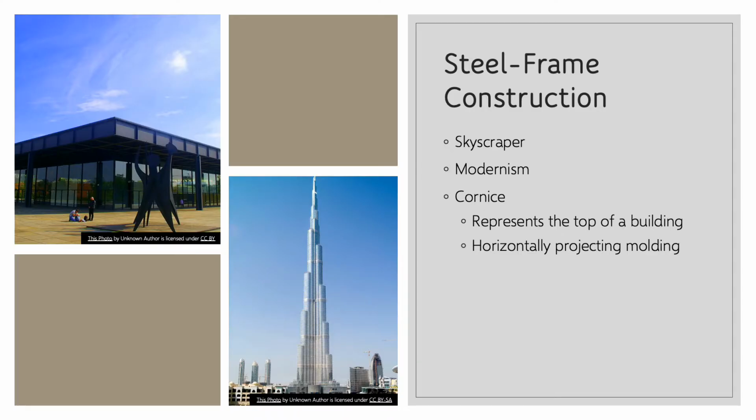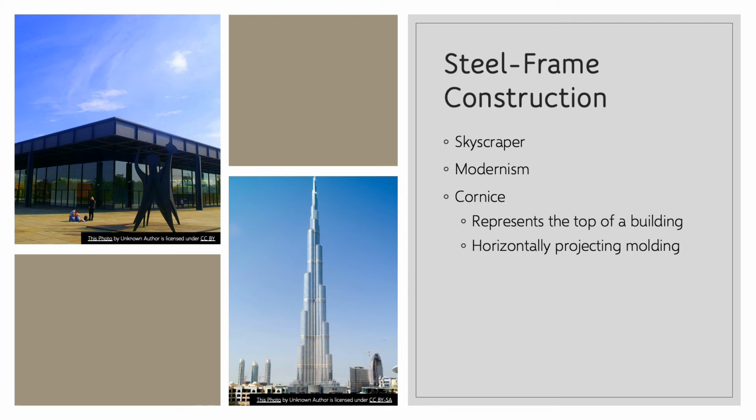Steel frame construction is mostly used to build skyscrapers and to create a cornice. An example is the skyscraper that is pictured. This skyscraper is called Burj Khalifa. A cornice is a horizontally projected molding around the top of a building, mostly with skyscrapers. Steel frame construction was mainly used in modernism.